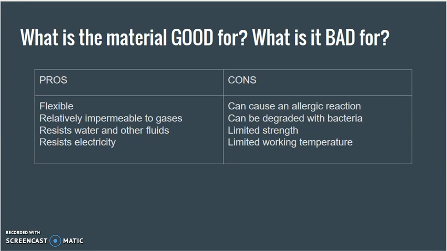Now we will look at the cons of rubber. It can cause an allergic reaction due to its containing latex, and natural rubber can also be degraded using bacteria. It also has limited strength, meaning that if it's stressed too much, it will break, and it has a small, limited working temperature because it melts at 180 degrees Celsius and it hardens due to crystallization at 5 degrees Celsius.